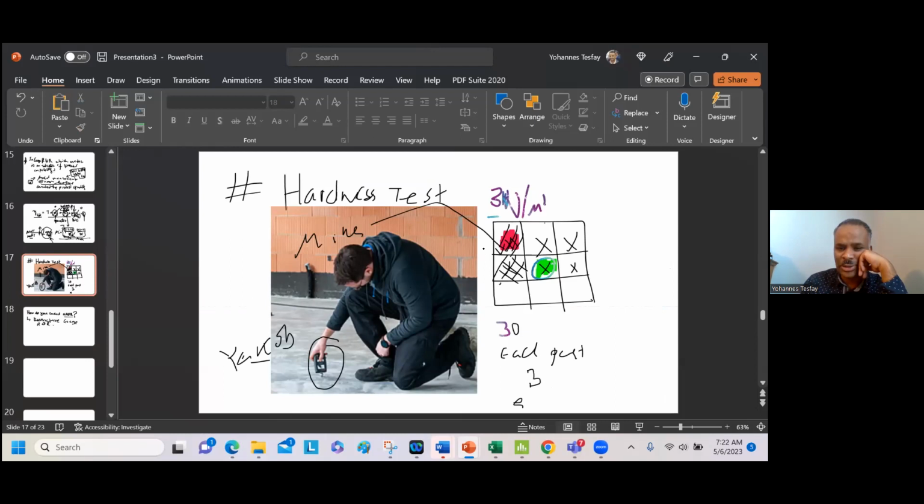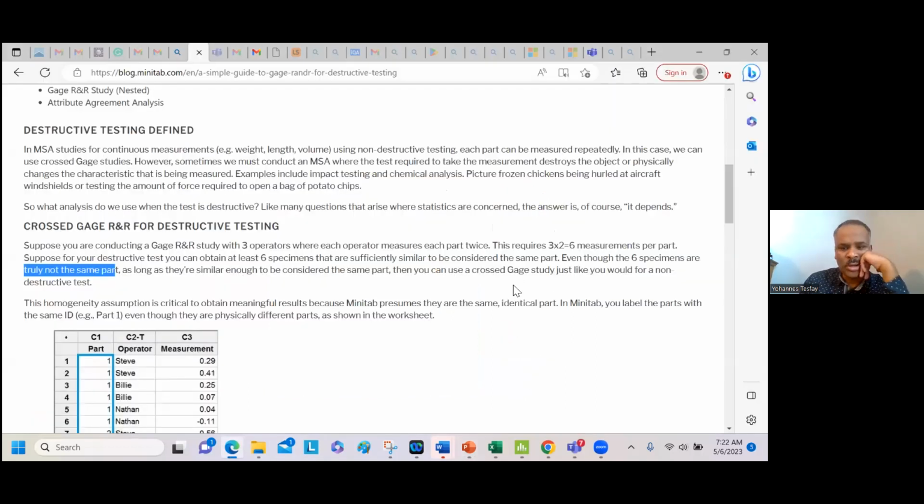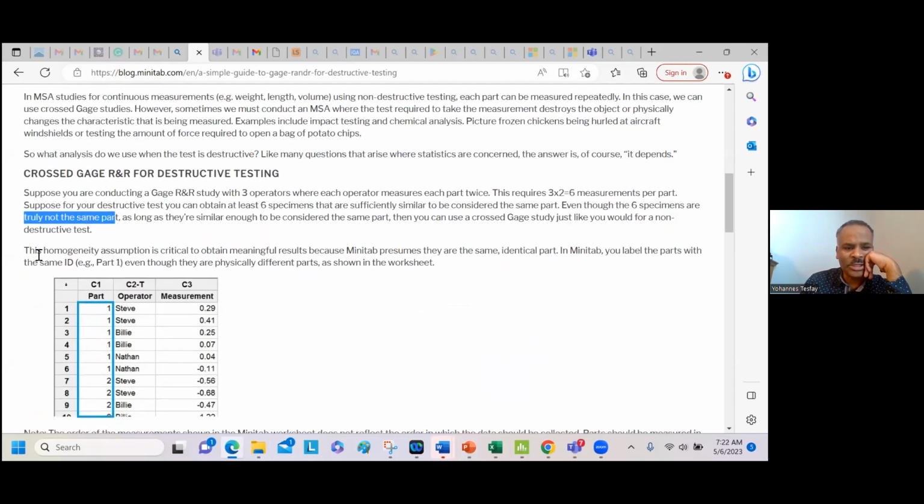So you have one measurement here and another measurement here. This person, Mike, measures these, Yakob measures these two, and another person comes and measures these two, just like that. After that, what do we do? Yes, the assumption is critical to a meaningful test result.